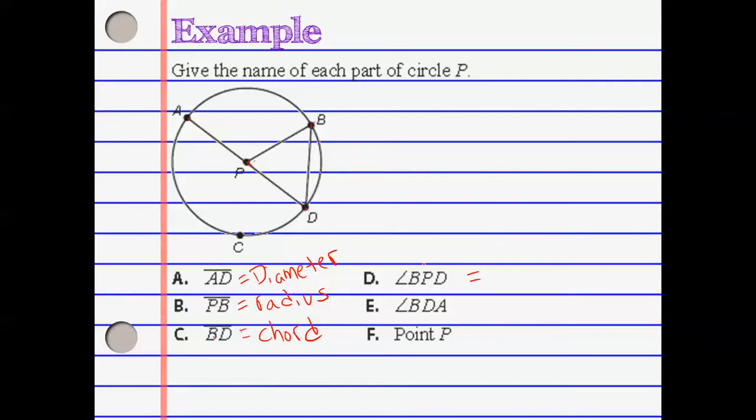All right, angle BPD. See the points here are on the edge of the circle and the vertex is at the center, so this is a central angle. Okay, BDA. See how at D these two lines are converging. The vertex is on the edge of the circle, so this is an inscribed angle. And then point P, since this is called circle P, we know that point P is just the center of the circle.